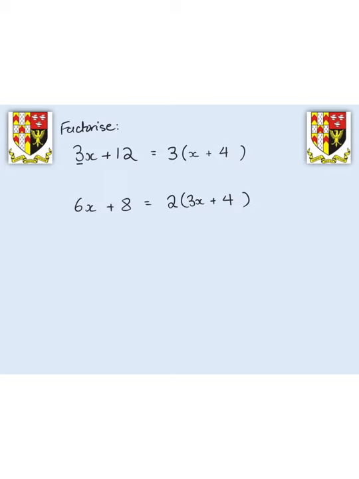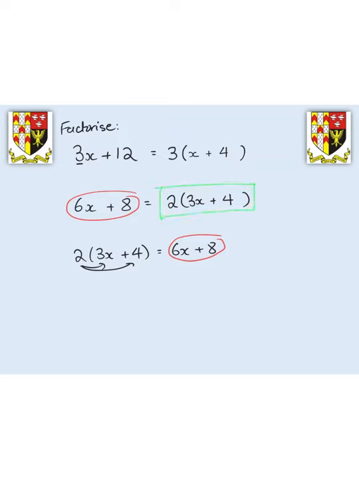If you're quite happy with expanding the brackets, but you're not too comfortable factorising at the moment, what you can always do afterwards is take the answer that you have and expand it. 2 times 3x is 6x, 2 times 4 is 8, so you should realise that what you're left with is what you began with at the start. But this is your final answer because it's factorised, it's in the brackets. This bit here is just to check. You might want to do that while you're getting used to it.